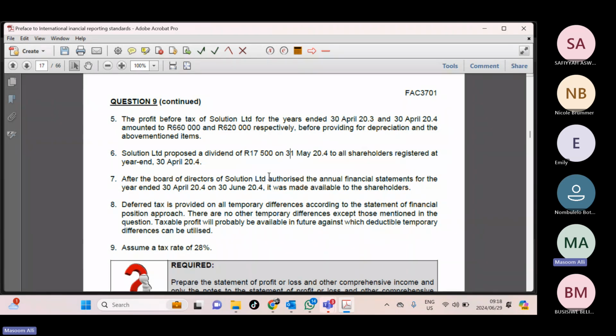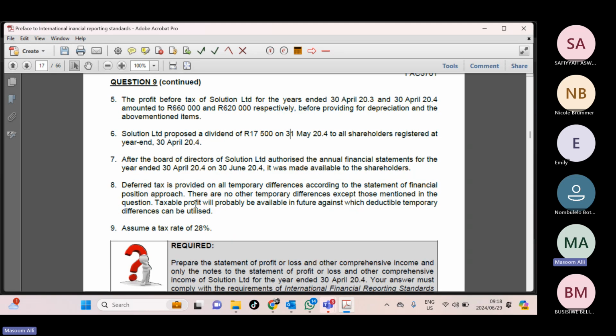So you remember how last week I was always saying, write the standard that is applicable to the transaction next to the transaction, so that it gives you better context and background. So you'd write IS 10, IS 8, IS whatever. So that is what you need to be doing, so that you can see where you are linking it and how it's going to fit in. Then deferred tax is provided on all temporary differences according to the statement of financial position approach, which is basically the approach that we used.